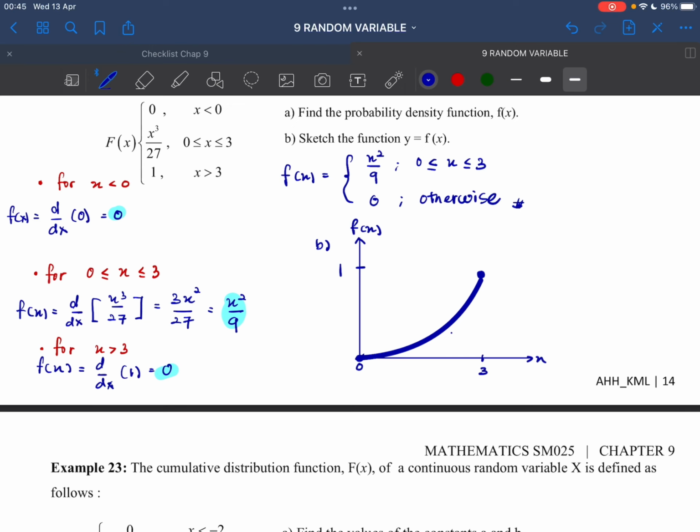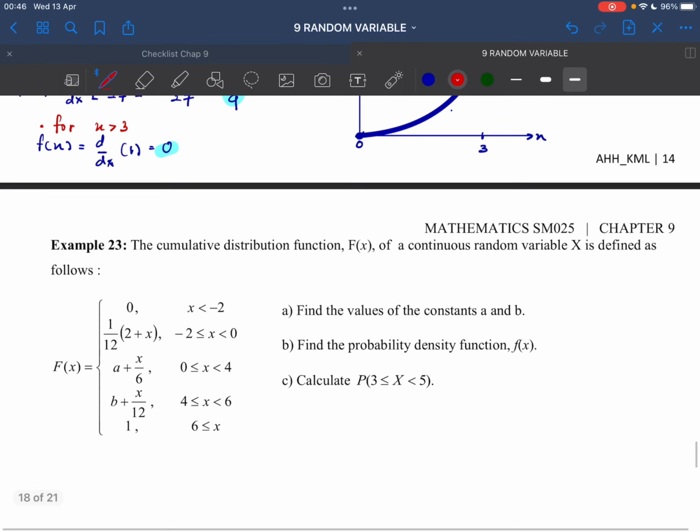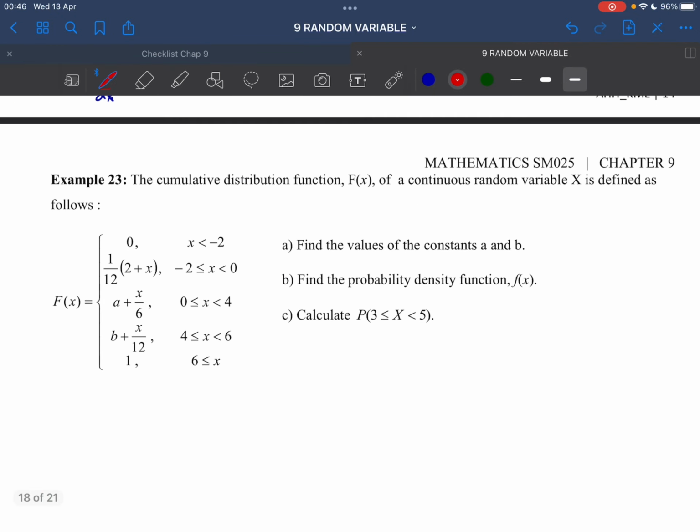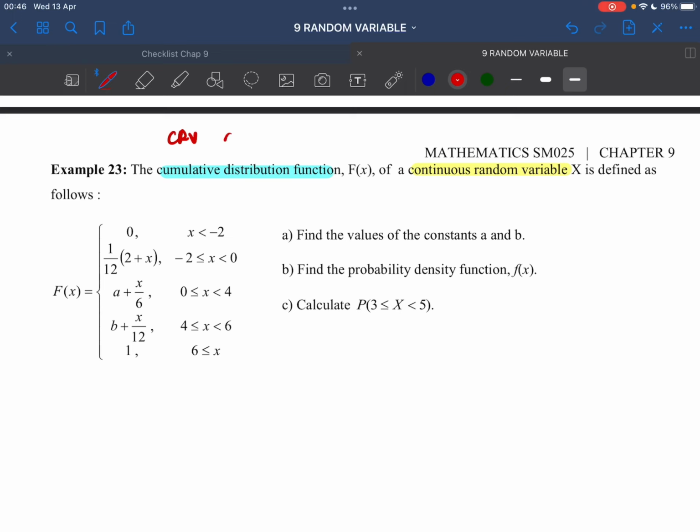So now, a reminder again: from PDF to CDF, we have to integrate. From CDF to PDF, we have to differentiate. The same concept applies, which is we have to do it for every range, for each and every range. So let's see the last example here, example 23. Given the CDF for a CRV.